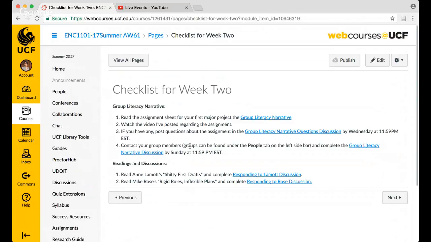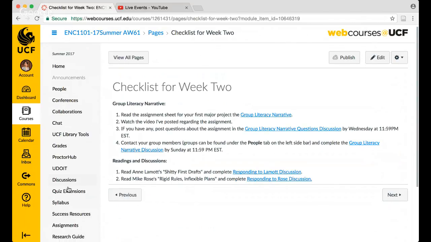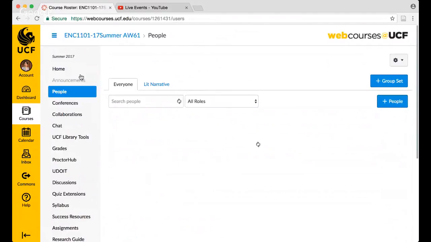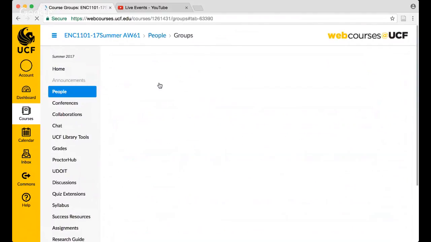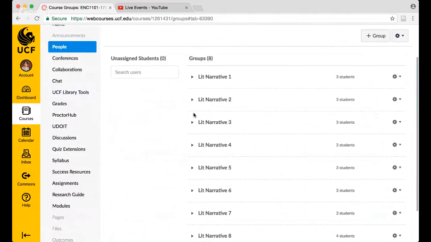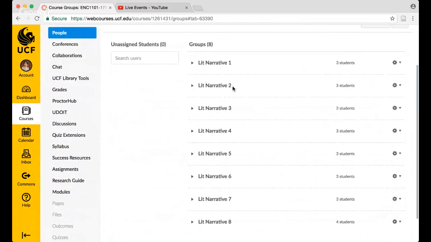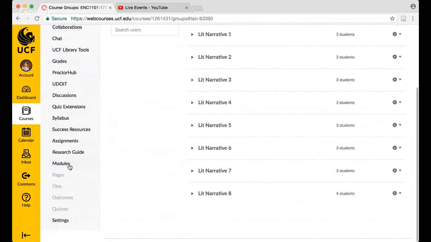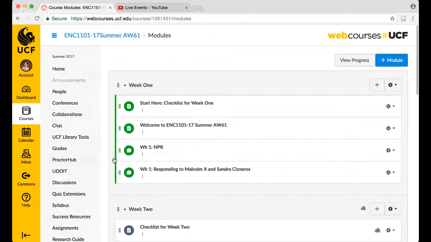Contact your group members. You can find that I've already put you in groups. You can find that under the People tab on the left sidebar. I'm going to go there real quick to show you. If you click here on People, this is a list of everyone in the course, but if you click on Literacy Narrative, it'll have each of your groups here. Okay? So you should be able to find that pretty easily.